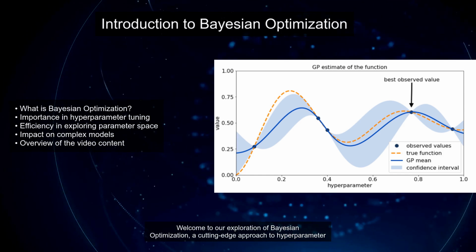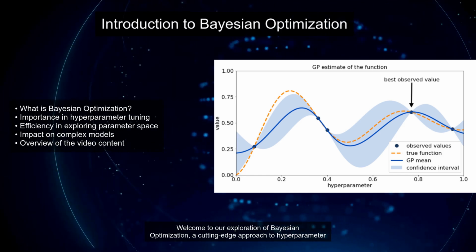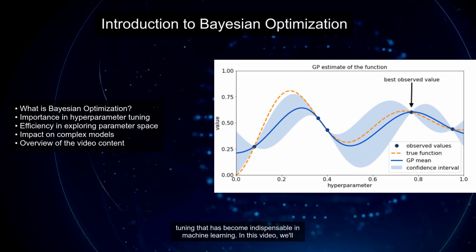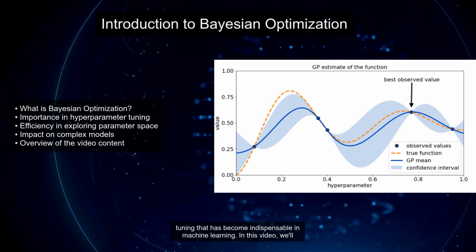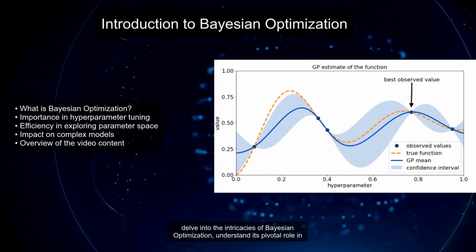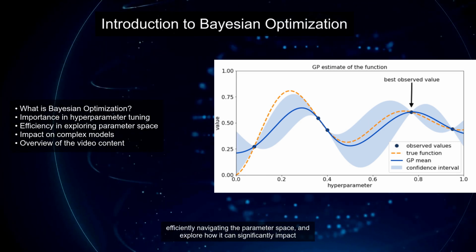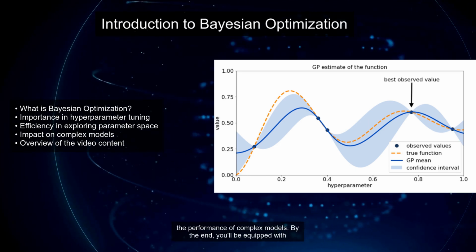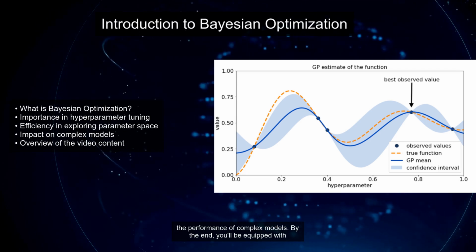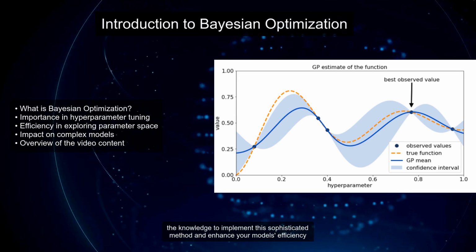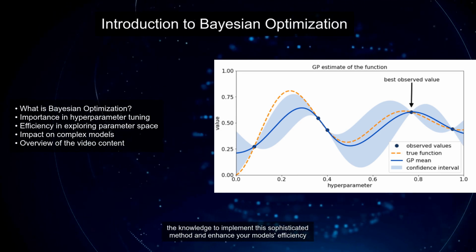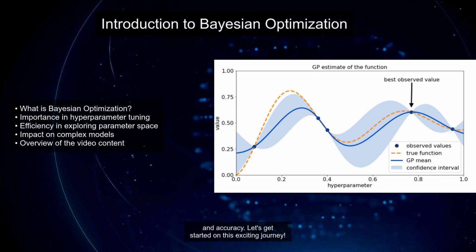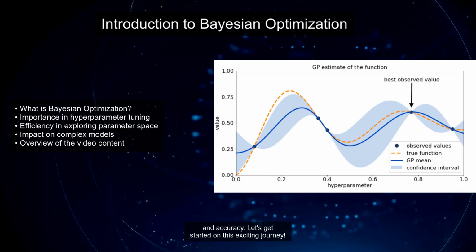Welcome to our exploration of Bayesian optimization, a cutting-edge approach to hyperparameter tuning that has become indispensable in machine learning. In this video, we'll delve into the intricacies of Bayesian optimization, understand its pivotal role in efficiently navigating the parameter space, and explore how it can significantly impact the performance of complex models. By the end, you'll be equipped with the knowledge to implement this sophisticated method and enhance your model's efficiency and accuracy. Let's get started on this exciting journey.